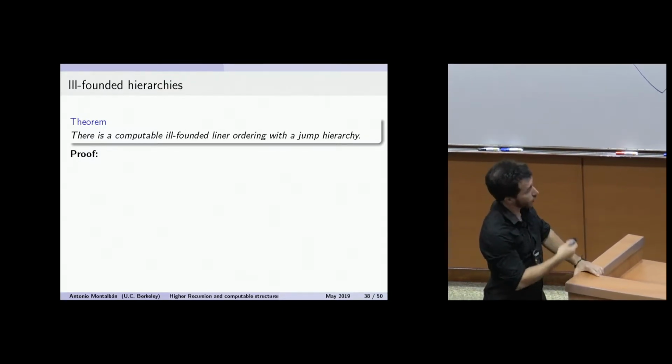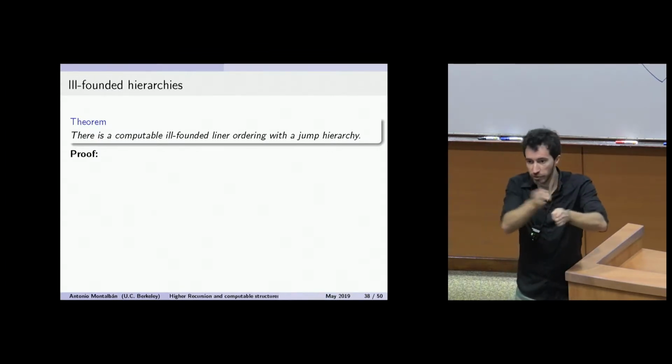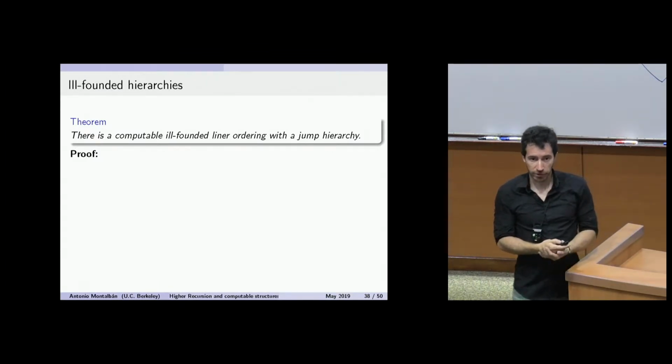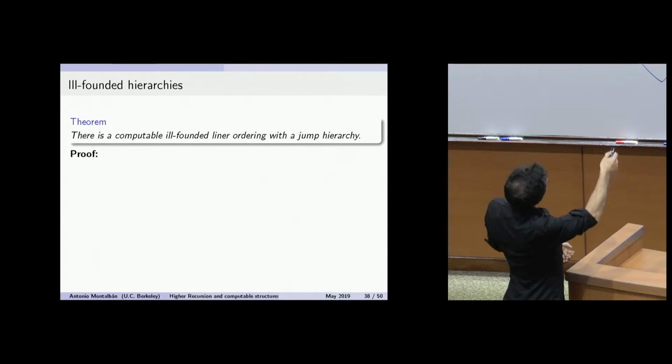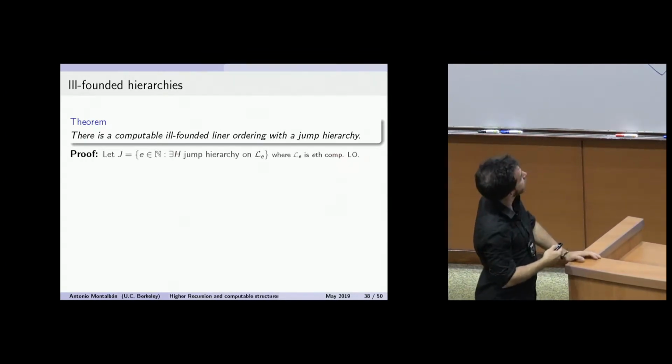So we saw before that for every well ordering, you can define a jump hierarchy, because each one is a jump of all the previous ones, so just do it by recursion. So there is some ill-founded linear ordering that supports the jump hierarchy. And the proof is very simple.